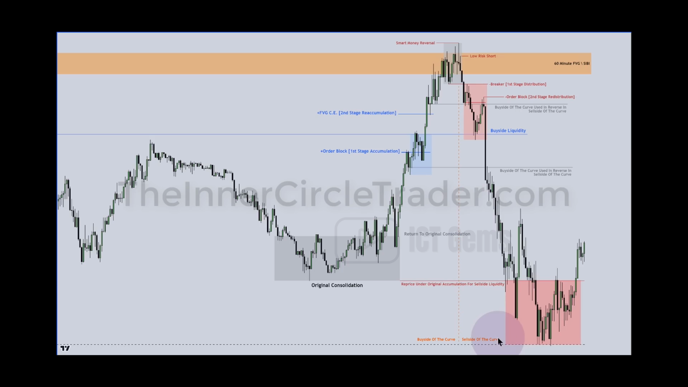What is sell-side delivery going to be aiming for? The original consolidation low. Why? Because it wants to reprice under the original accumulation for sell-side liquidity, the stops that are resting below here. For traders that rode this up, they're married to the idea it's going to the moon, Bitcoin 100,000, that type of mentality. Eventually it drops and goes and attacks them.